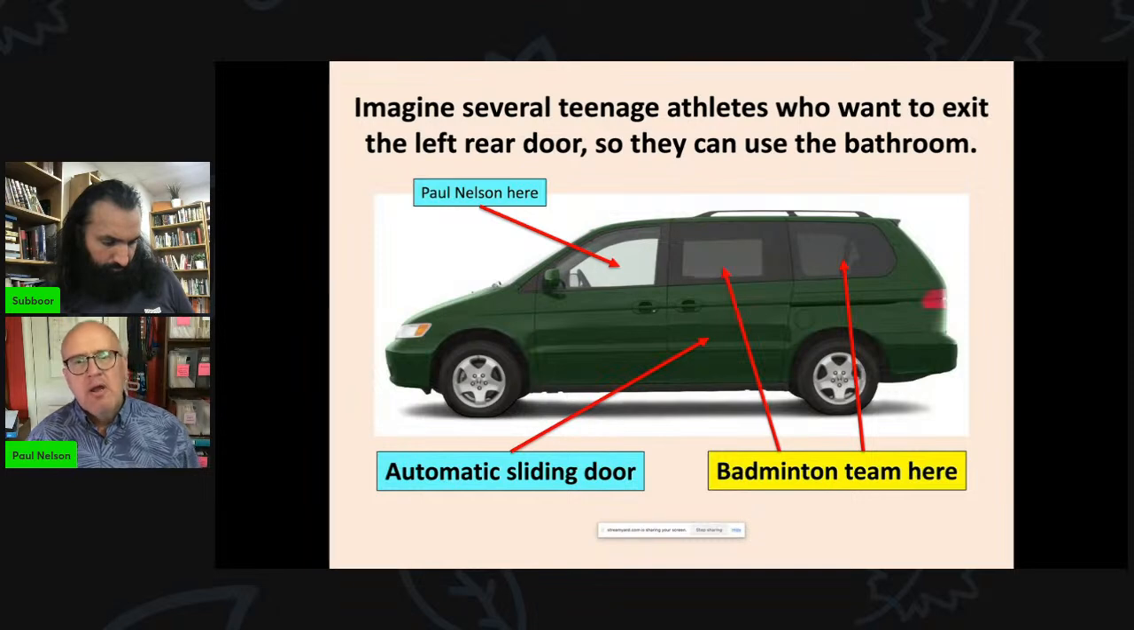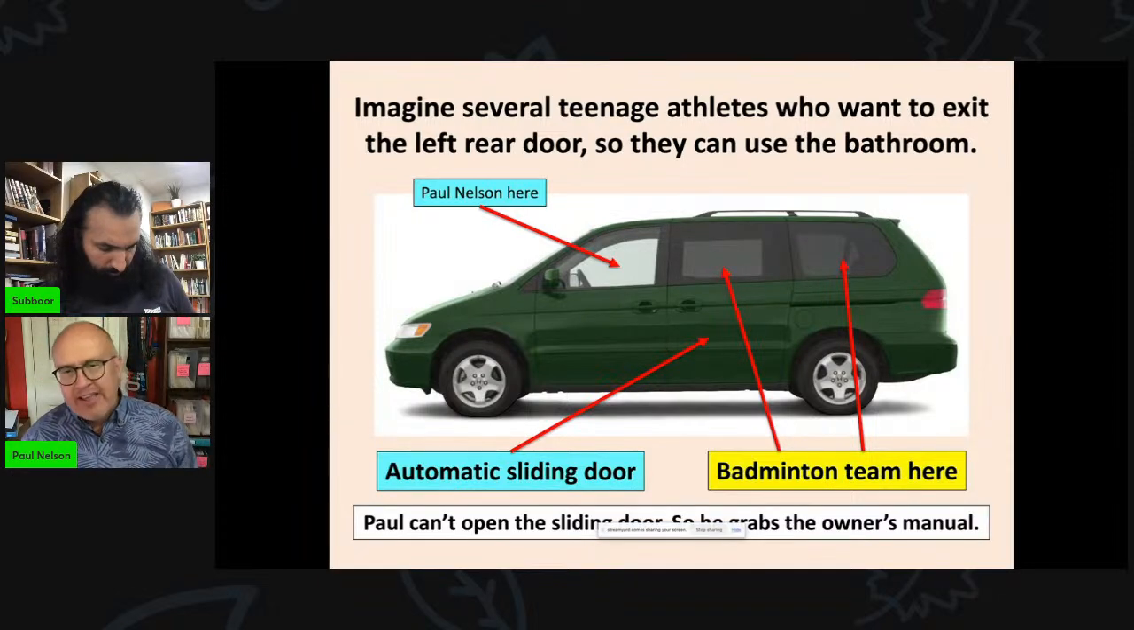All right, so I pull in, I grab the button that opens the gas tank. And then I can't open the left door, this automatic sliding door right here. It won't open. And the team is saying, Mr. Nelson, please let us out. We need to use the restroom. All right, so I can't get the door open.